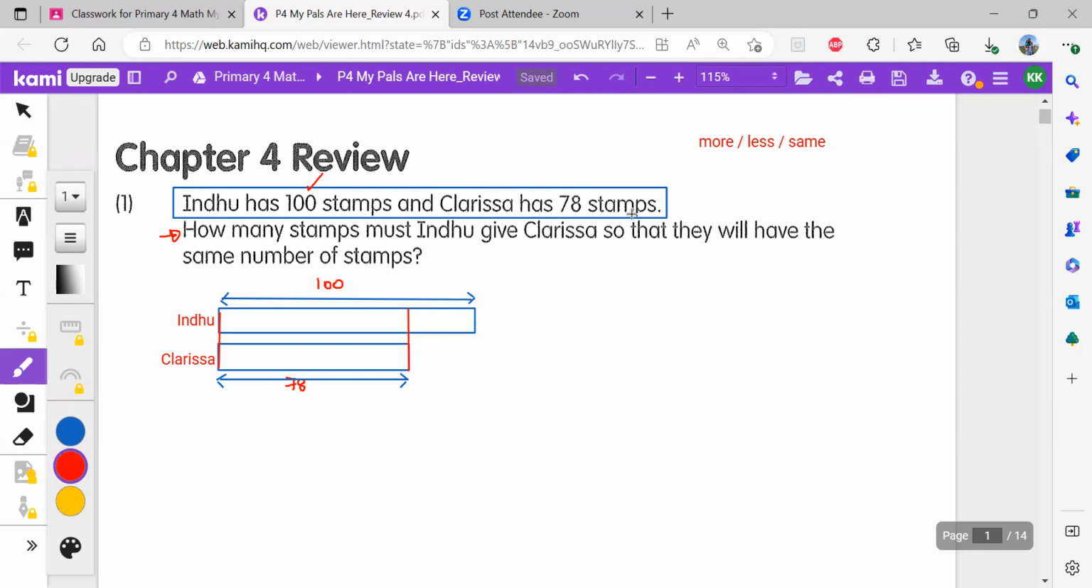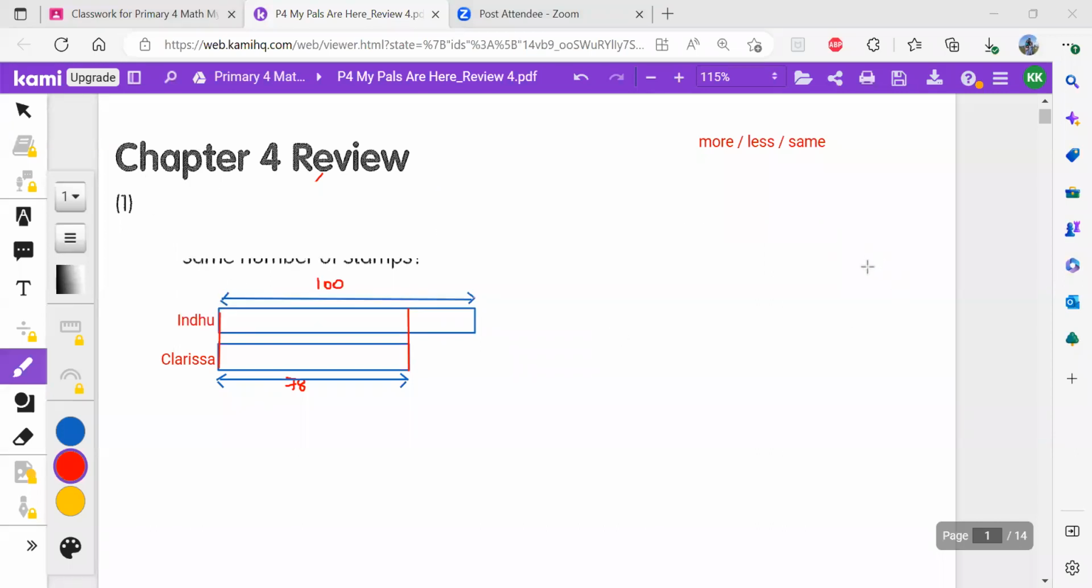So after drawing, I'm going to look at this model alone. I'm just going to ignore the question at the moment. I'm just going to blank it out. Just by looking at this model, I'm going to think, is there any other information I can find out based on this model?